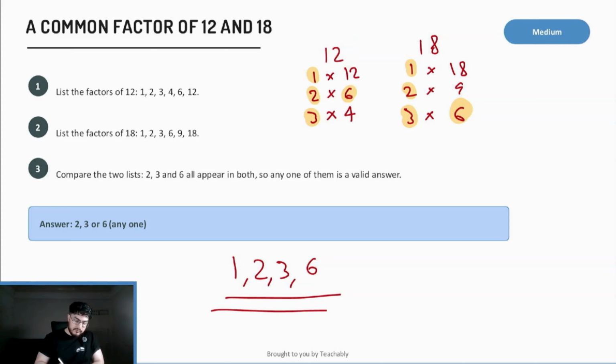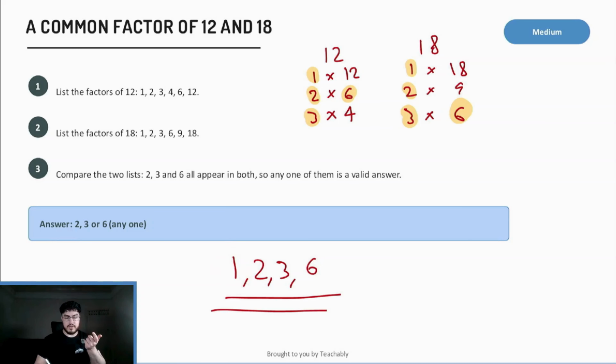Now, the question says a common factor of 12 and 18. And so you didn't really have to give the full list. You could have just given 6 or 3 or 12. Now, if you look at the question, if you look at the answer, sorry, it doesn't list 1.